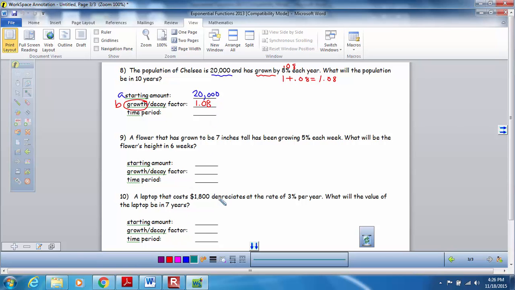And then we want to plug in our time period. It says, what will the population be in 10 years? So the time period is 10, and that's x. If we plug it into y equals a times b raised to the x, we get y equals 20,000 times 1.08 raised to the 10th. If you plug that in your calculator, you would get 43,178.5 people, but we can't have half of a person, so I'd take 43,178 people.